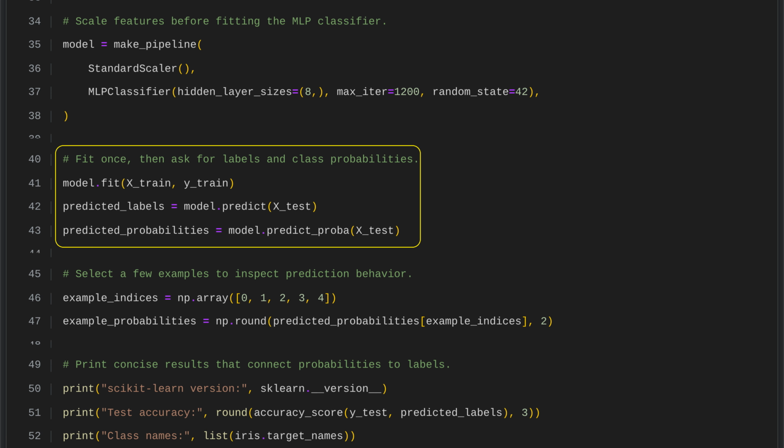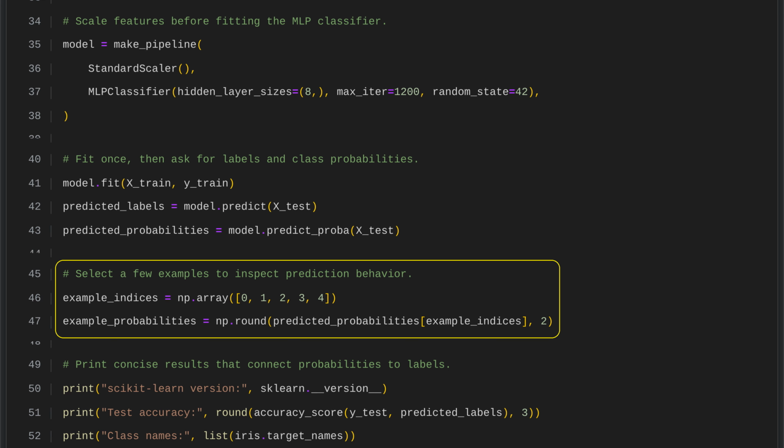The model is first trained on the training data, where it learns patterns from the features and labels. It then uses what it learned to predict labels for unseen test examples. The model can also estimate the probability of each possible class, which shows how confident it is in its predictions.